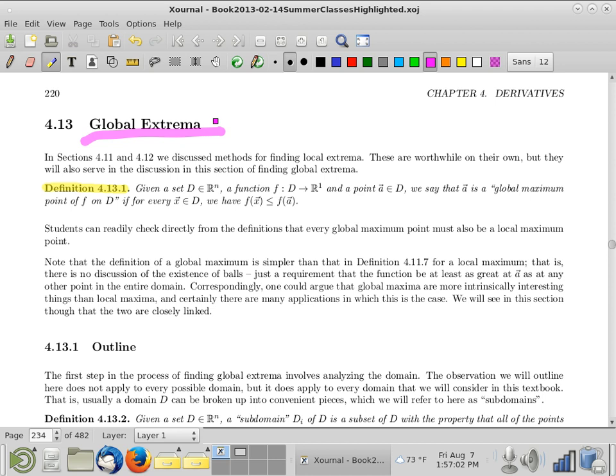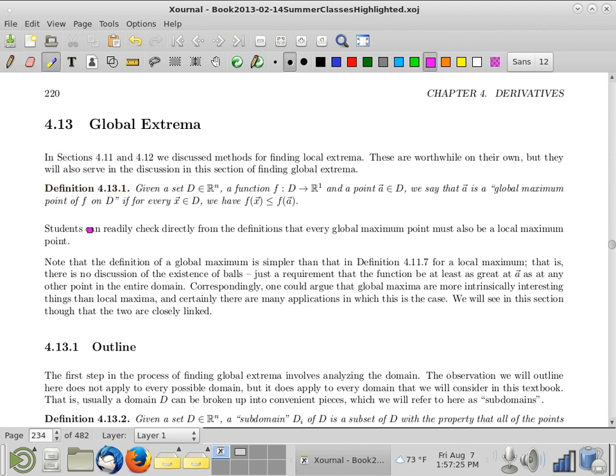In fact, most of the ideas that we're going to be using in this section are methods that we covered in the two previous sections. So in some sense, what happens in this last section is all of these ideas come together and we see how they can fit together to find this global maximum value of a function. So now what is that?